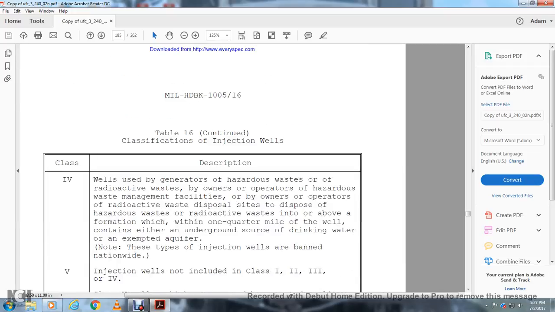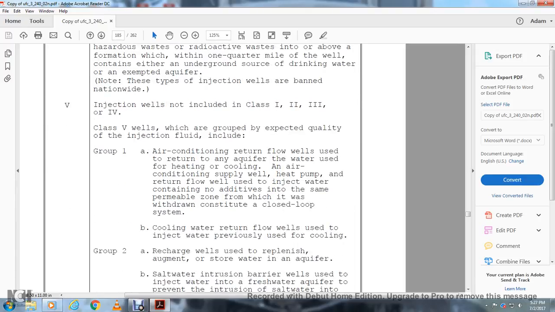Alright, Class 4. Wells used by generators of hazardous waste or radioactive materials, by owners and operators of hazardous waste management facilities, or by owners and operators of radioactive waste disposal sites to dispose of hazardous waste and radioactive waste into or above a formation which, within 1/4 mile of the well, contains either an underground source of drinking water or an exempted aquifer. These types of injection wells are abandoned nationwide.